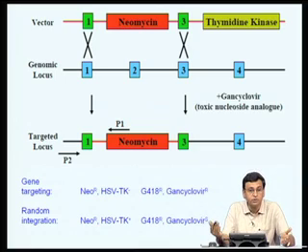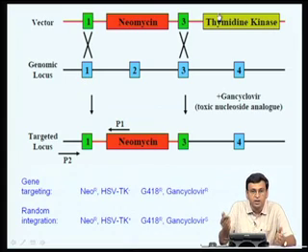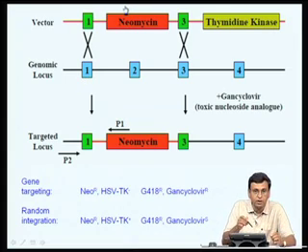This is what is called negative selection. Whereas those cells which have undergone homologous recombination, the thymidine kinase gene will not get incorporated, only the neomycin cassette will get inside.